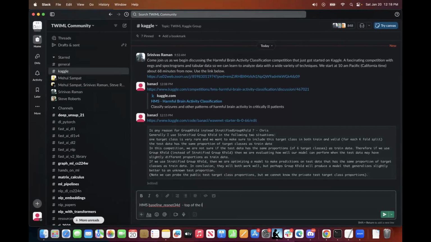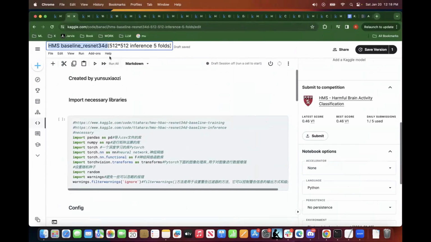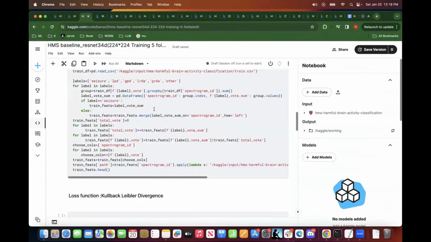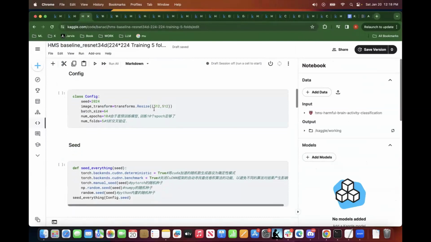Yeah, and the training notebook of that is public as well. Oh, shoot. I shared the inference one. Okay, sorry, my bad. Yeah, this is the one, the training 5-fold one. There's actually another one. You can see at the top it says 224 by 224. Okay, 512 by 512 is the one that should be.